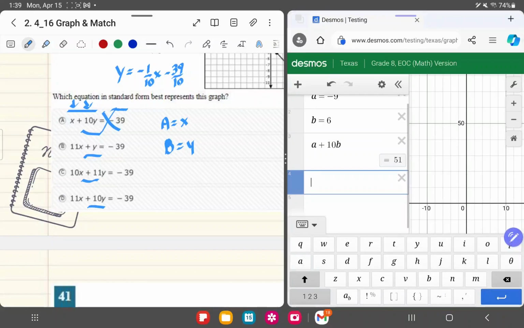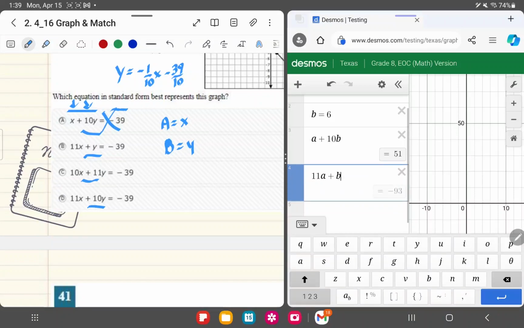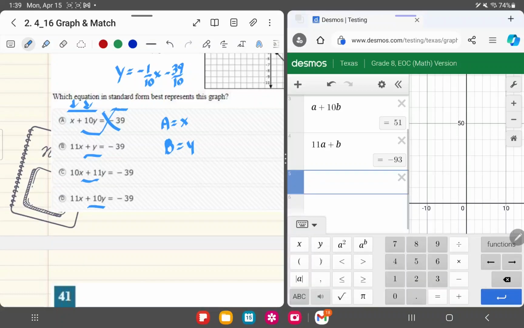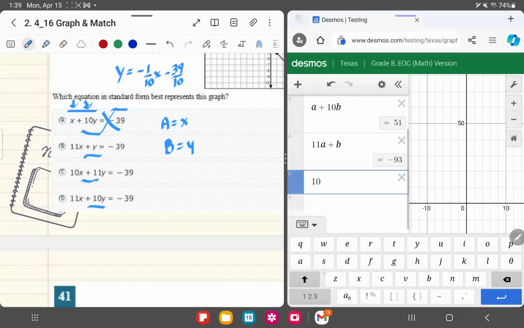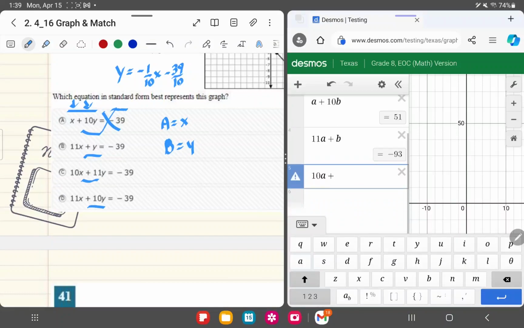Second one. It's going to say 11a plus b. Negative 93, that is my answer. So let's go to the next one. 10a plus 11b.